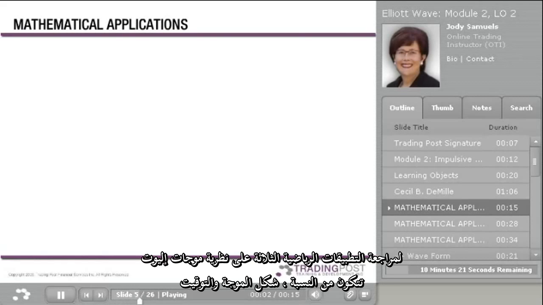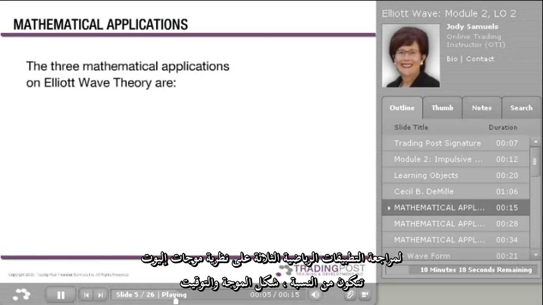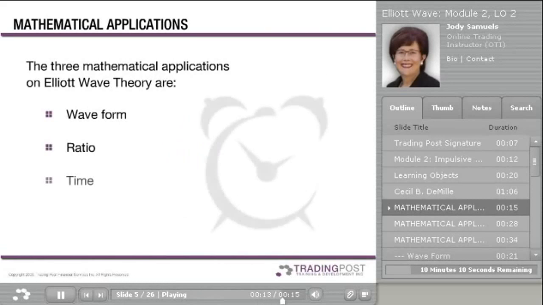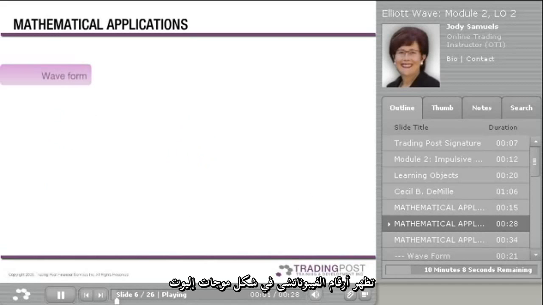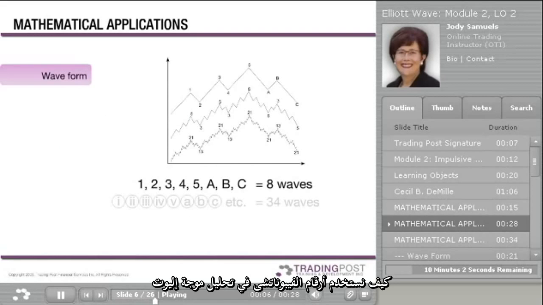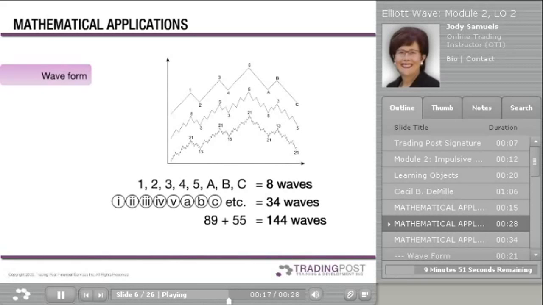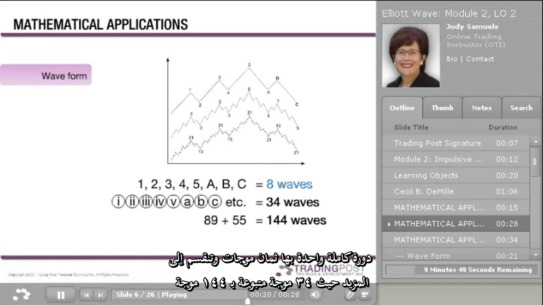To review, the three mathematical applications of Elliott wave theory are waveform, ratio, and time. Fibonacci numbers are found in Elliott's wave form. How do we use Fibonacci numbers in Elliott wave analysis? We have discussed that the basic 5-wave impulse and 3-wave corrective always subdivide into Fibonacci numbers. One complete cycle has 8 waves, and subdividing further, the next cycle has 34 waves, followed by 144 waves.